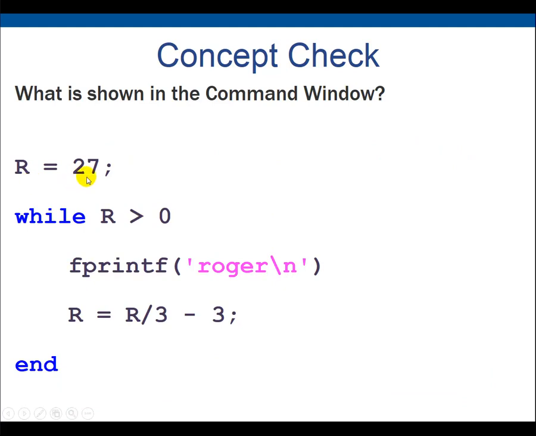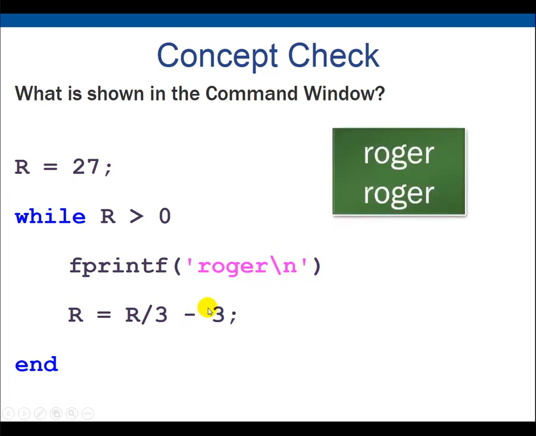We have R equals 27. Is R greater than 0? Yes. Then printf Roger, alright? And the backslash n. And then the R here, 27, divided by 3, which means 9, minus 3 is 6, right? So R is 6.